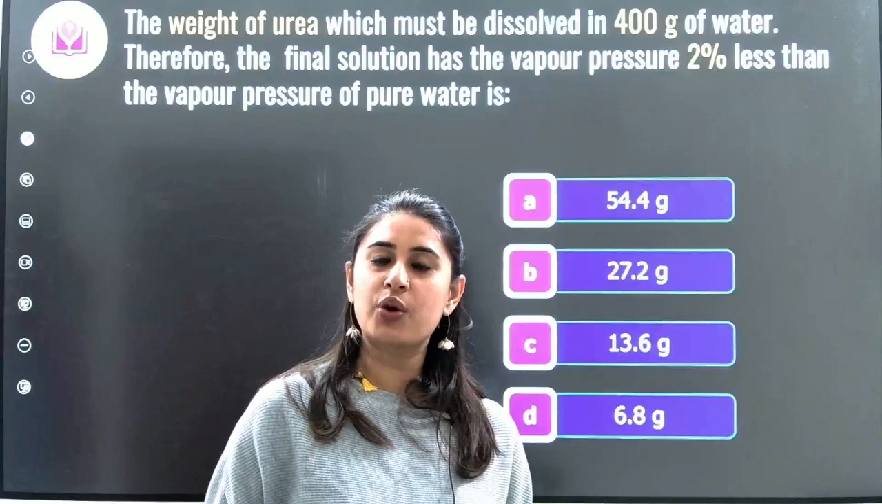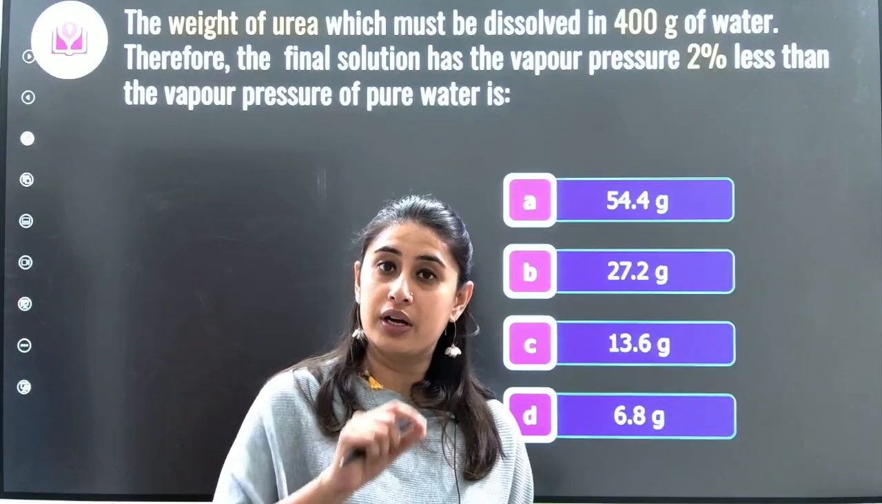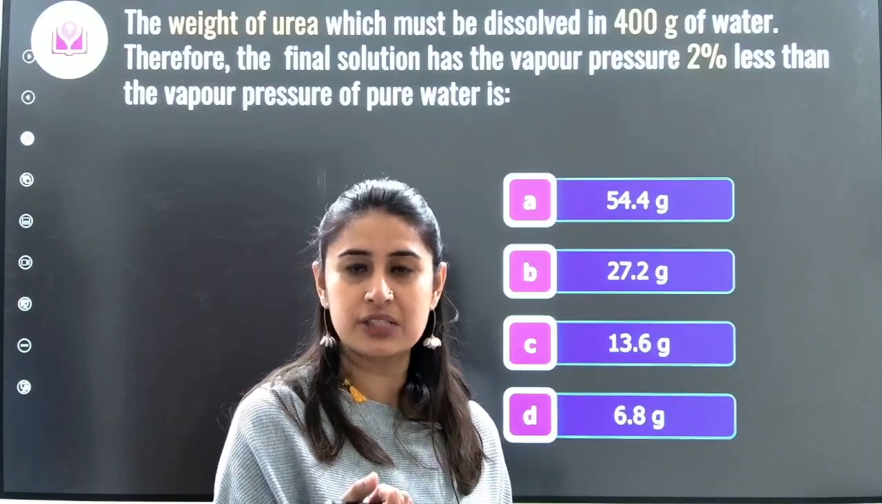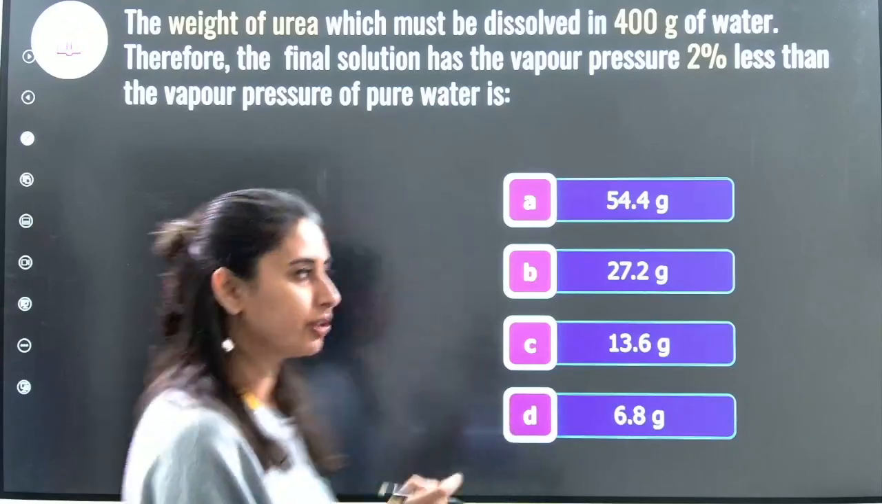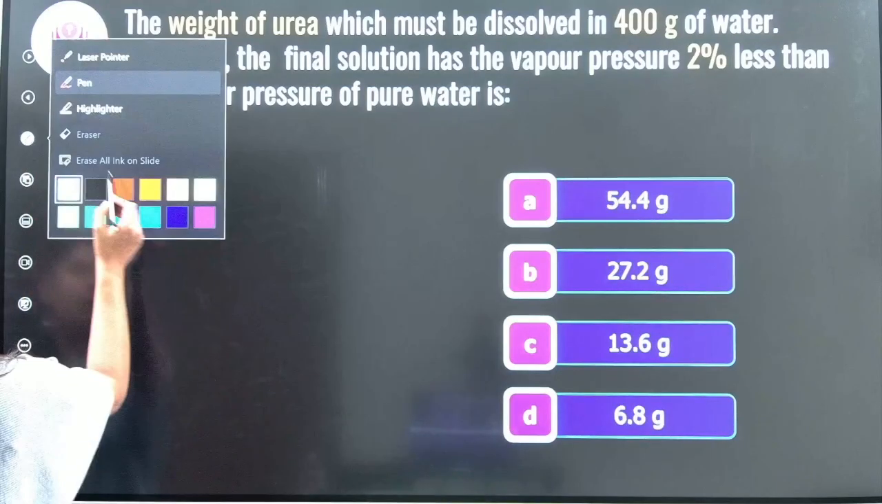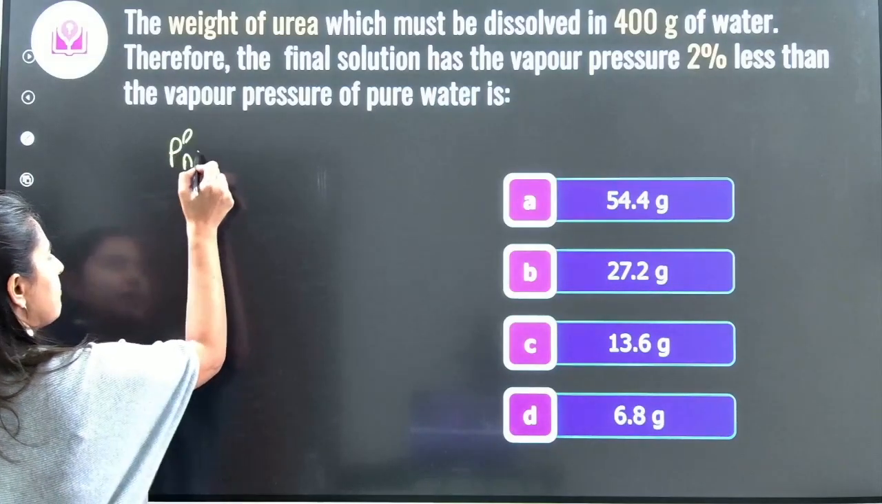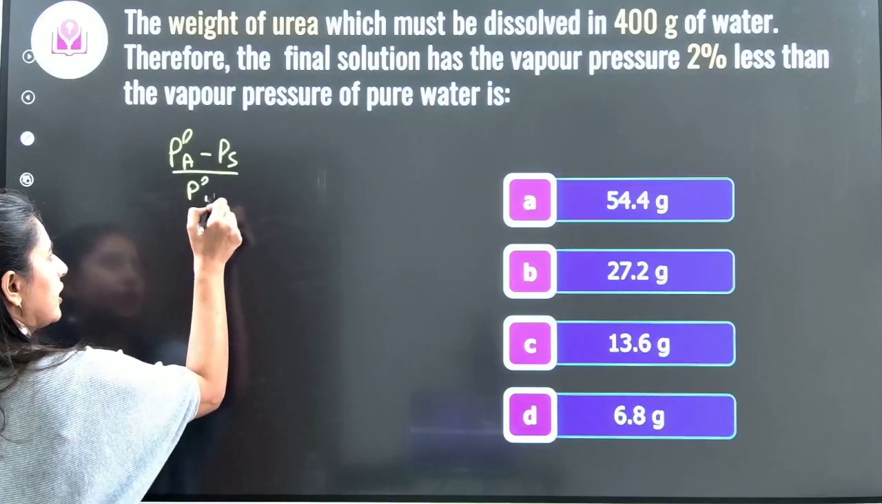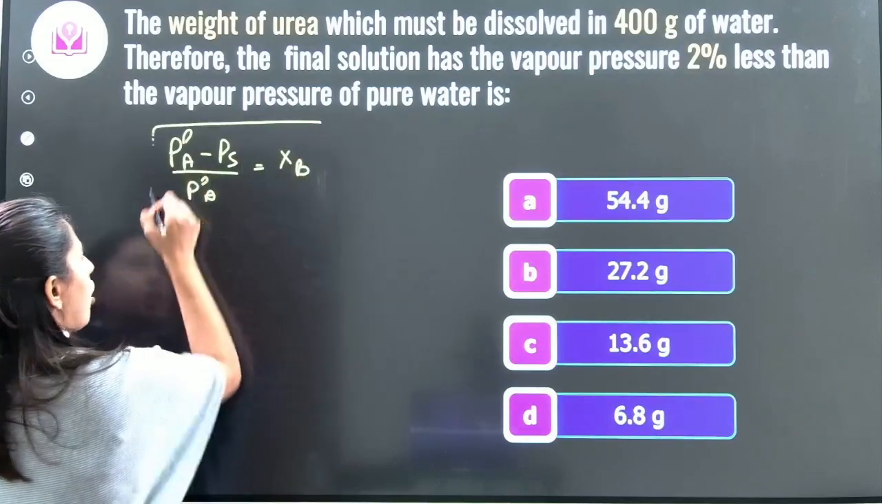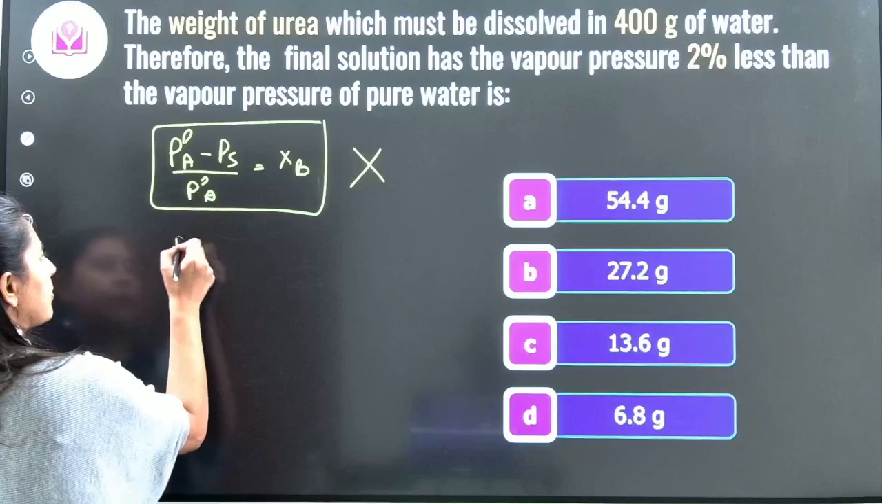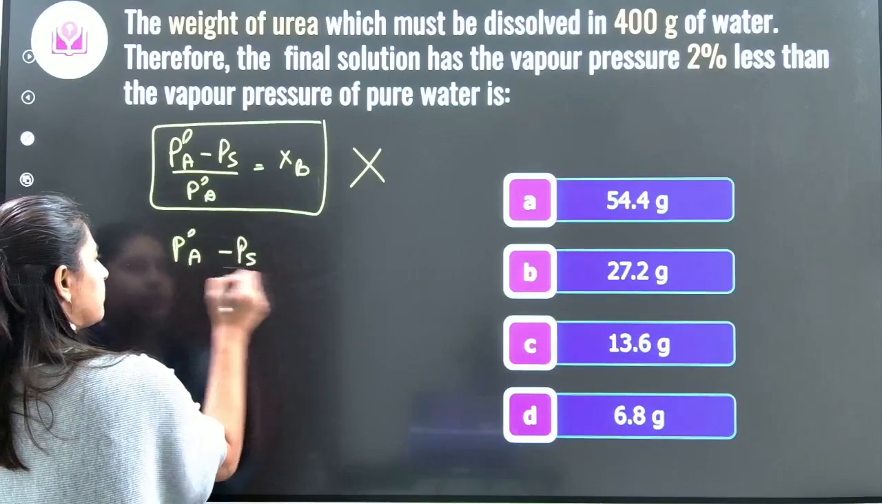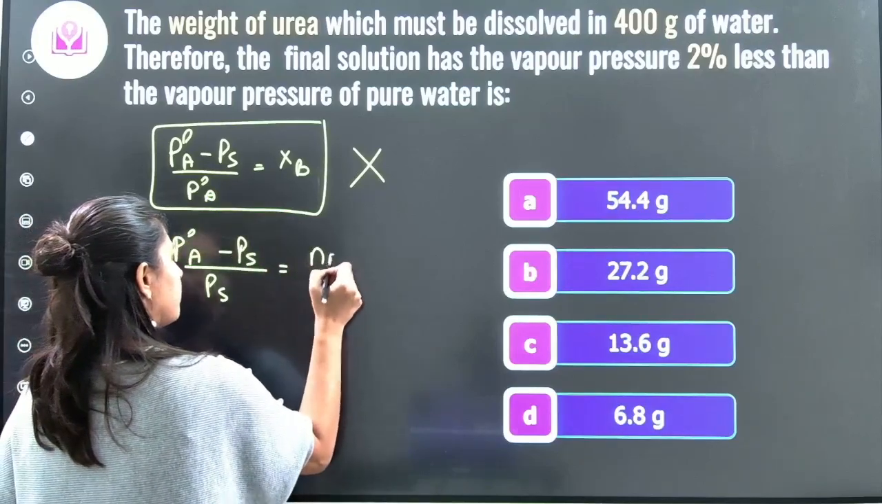In this question, you will see that if we make use of the formula that I just explained, it is going to make our life easy for the relative lowering. The actual formula we know is (P naught A minus PS) by P naught A is equal to XB. But I'm not going to make use of this formula. I'm rather going to make use of (P naught A minus PS) by PS is equal to NB by NA.